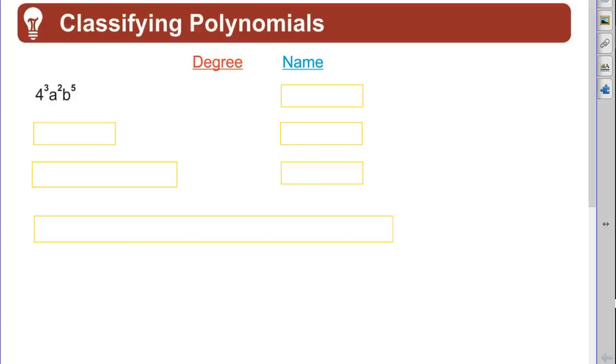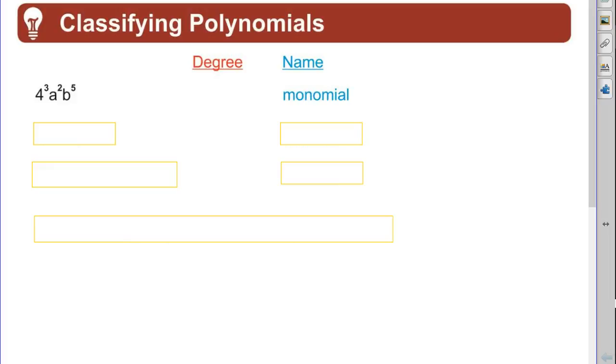All right, this is the quick review for classifying polynomials. So we want to figure out the degree and the name. All right, so the first one is just a single term. And so what would the name of that one be? And I hope you're thinking monomial, right? One term would be monomial.